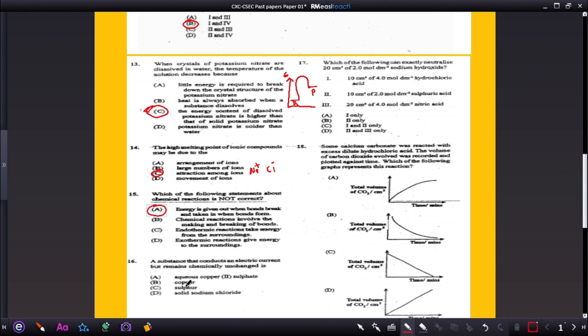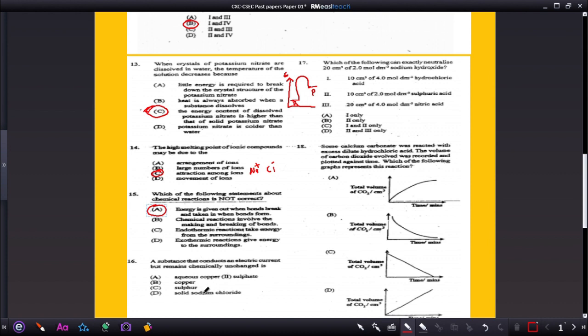Question 16. A substance that conducts an electric current but remains chemically unchanged is A. Aqueous copper(II) sulfate. Well, when the copper(II) ions migrate towards the cathode, they will change from Cu²⁺ to copper metal, so that is chemically changed, so it cannot be A.